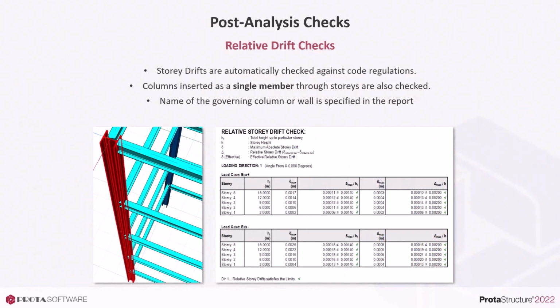Relative drift checks are always a major part of seismic checks and a strong indicator of damage vulnerability. ProtaStructure performs the relative drift check for each story and presents it in a tabular format. The critical member exhibiting the maximum displacement is indicated in the report so that you can review it in your model. The drift check in ProtaStructure can also recognize and identify the intermediate nodes of a column inserted as a single piece from top to bottom.